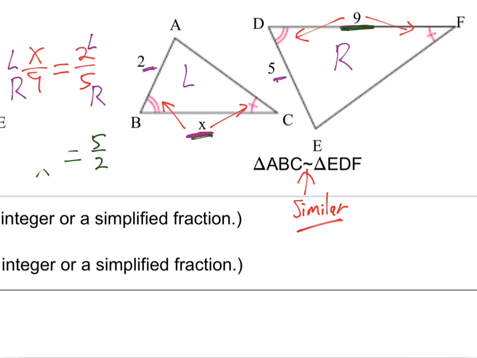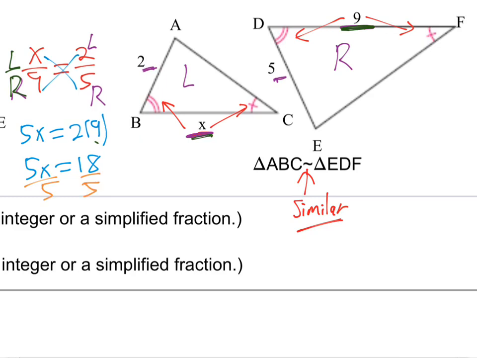And then how would we finish solving either one of these? We just cross multiply, right? Diagonal, diagonal. 5 times x is 2 times 9. 5x is 18. Last step. Divide by 5. Remember all that? And there's the answer they want. 18/5.